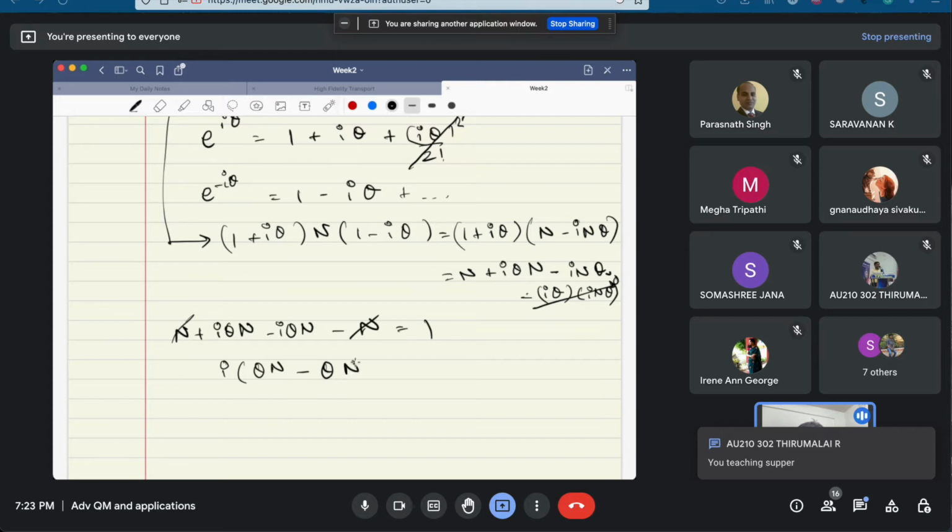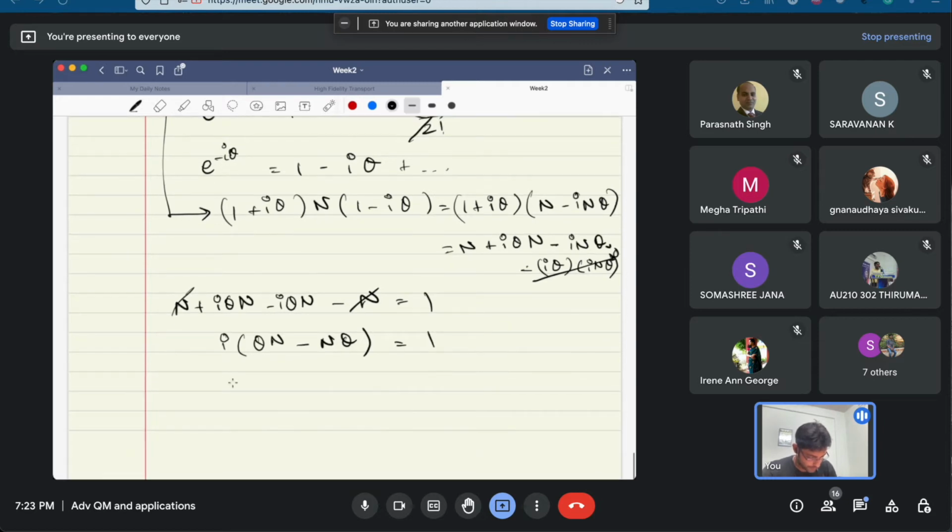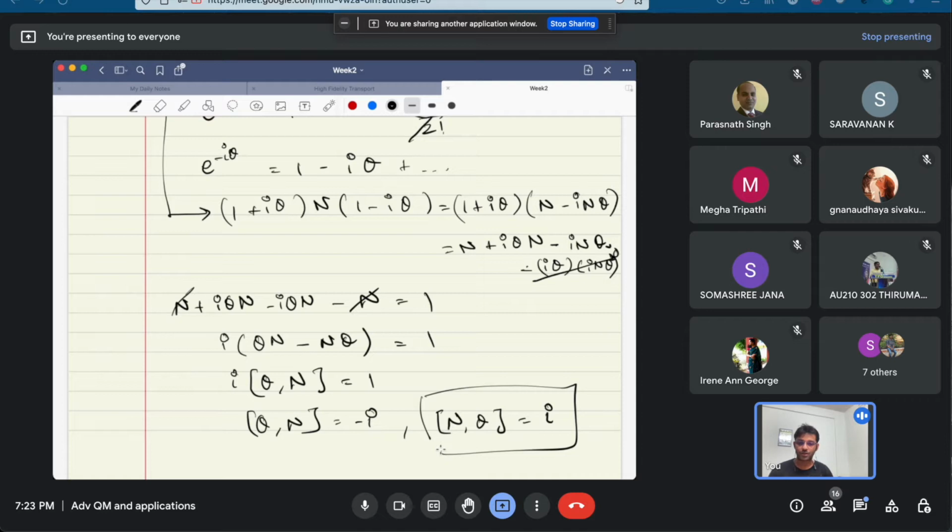So we have theta n and n theta equal to 1, and this is nothing other than your theta n commutation, which gives us 1. So putting the i on the other side, you have theta n equal to minus i, or you can just switch over n and theta and you get a plus i. So this is the commutation relation of n and theta.